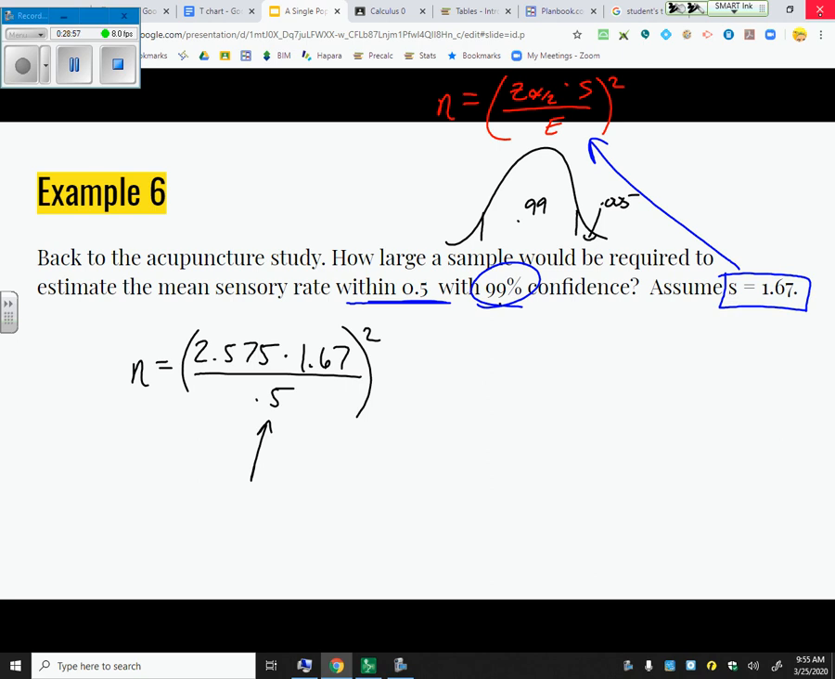Okay, got a little bit of calculator work to do. 2.575 times 1.67 and divide that by 0.5. That looks kind of small. Remember, I've got to square everything. So whenever I square it, I get 73.97. Remember, whenever we're finding these n's, we're rounding it up every time. So even if I get 73.01, I want to call it 74. Always round up. Whew. Got through this in less than 30 minutes.